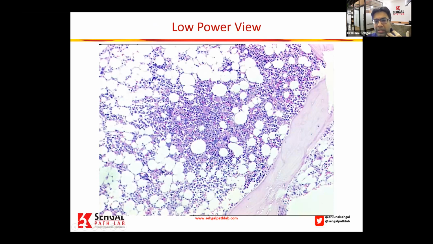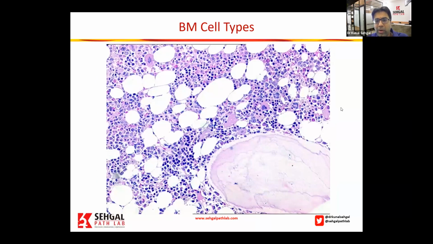You are looking at the big cells, which are the megakaryocytes. You are seeing nice spread. There is no stromal edema. There is no degeneration. It looks like a healthy, clean marrow. So you go into higher power and you identify, okay, these are the megs. They are showing normal segmentation. These are nice pad spaces.